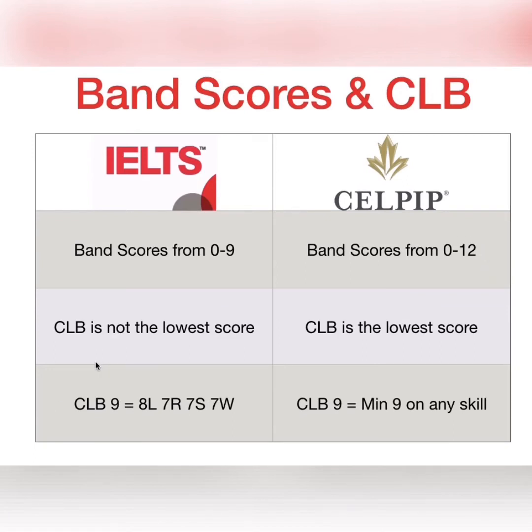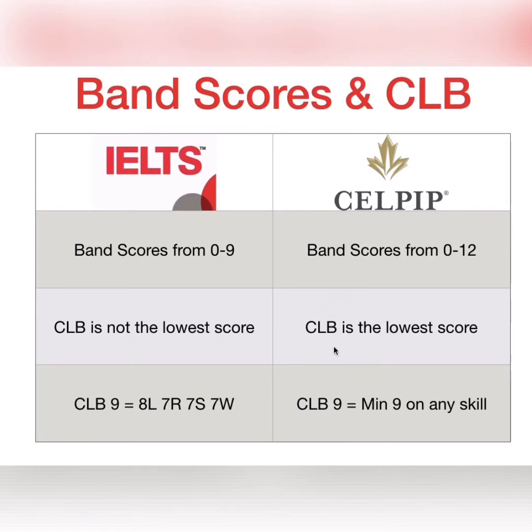One difference lies in the fact that the CLB on the IELTS is not the lowest score. Instead, it's a combination of band scores. So if you need, for example, a CLB 9, you will need an 8 on the listening, a 7 on the reading, 7 on the speaking, and 7 on the writing. A lot of people assume that because you need a CLB 9, you need a 9 on the exam, and that's not the case. All of this information can be found on the official Canadian government website, so you can see which band scores you need.